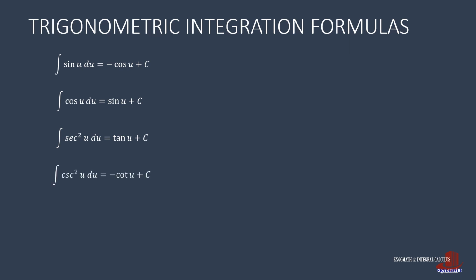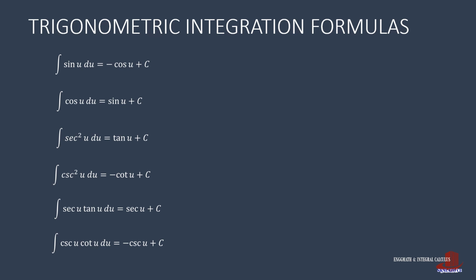Then the integral of the square of cosecant u du, which is negative cotangent u plus c. Another is the integral of secant u tangent u du, which is secant of u plus c. Then the integral of cosecant u cotangent u du becomes negative cosecant u plus c.